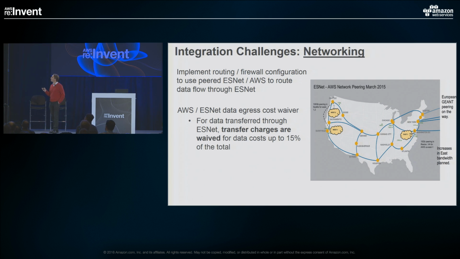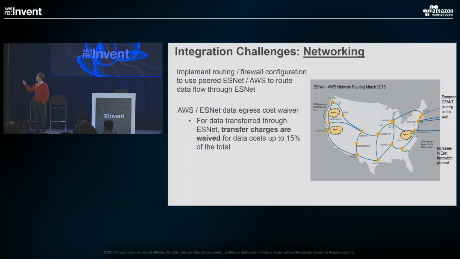ESNet has 3 peering points with Amazon. And in fact, when we started this in 2014, one was recently upgraded to a 100 gigabit connection. And this is why we could then easily get 12 plus gigabit per second of data ingress and egress.